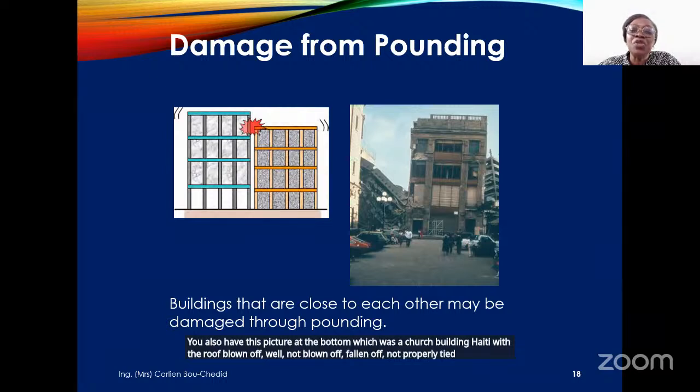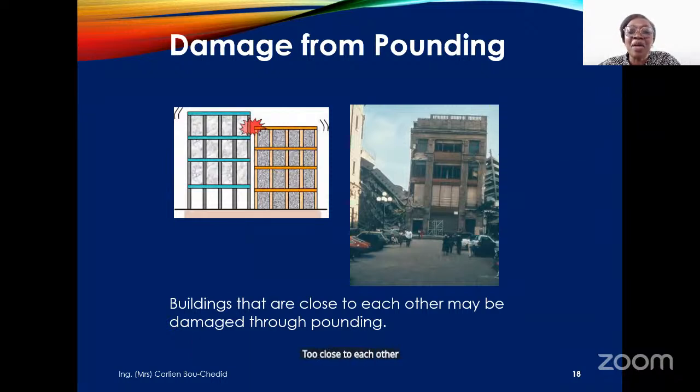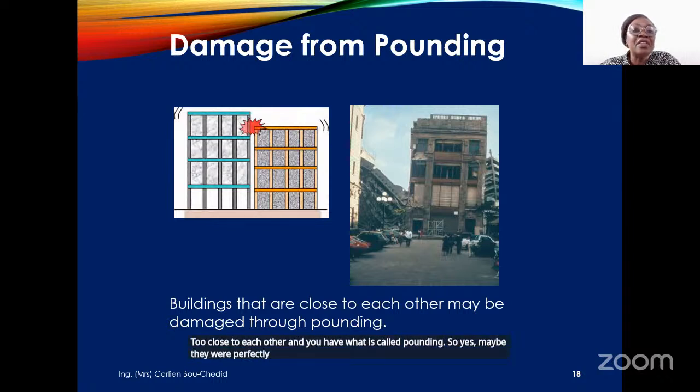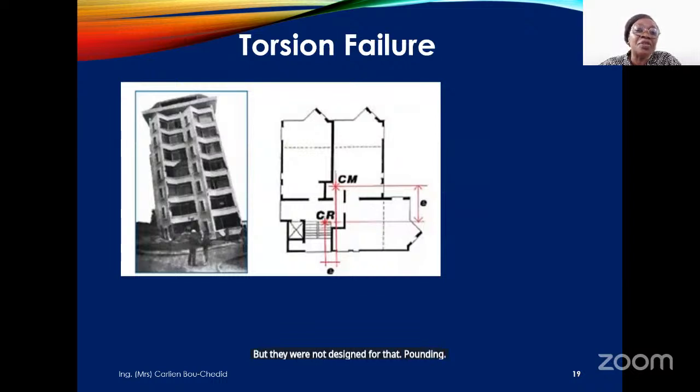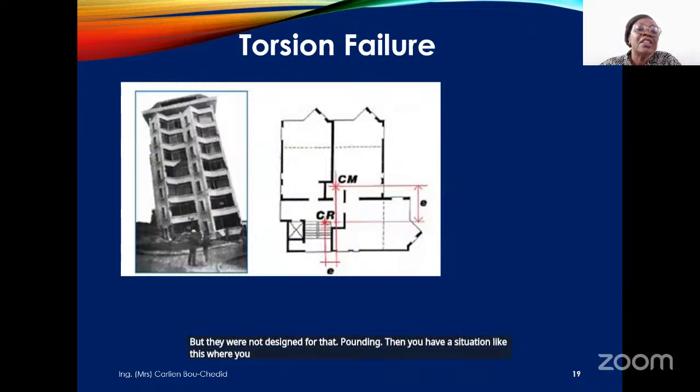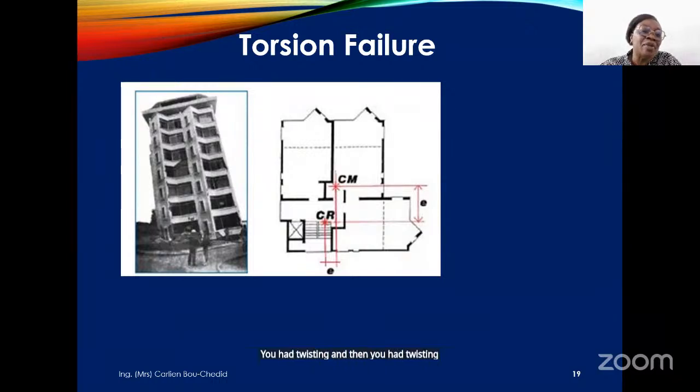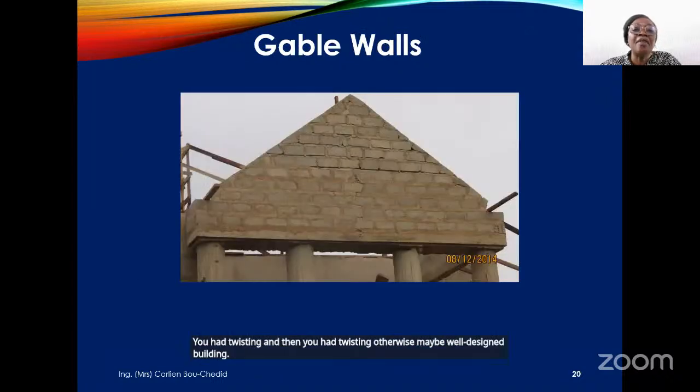You have situations where you have buildings that are adjacent to each other, too close to each other, and you have what is called pounding. So yes, maybe they were perfectly okay buildings, reasonably well designed, but they were not designed for that pounding. Then you have a situation like this where you had torsion. The center of mass and the center of rigidity did not coincide. So you had twisting, and then an otherwise maybe well-designed building comes down.